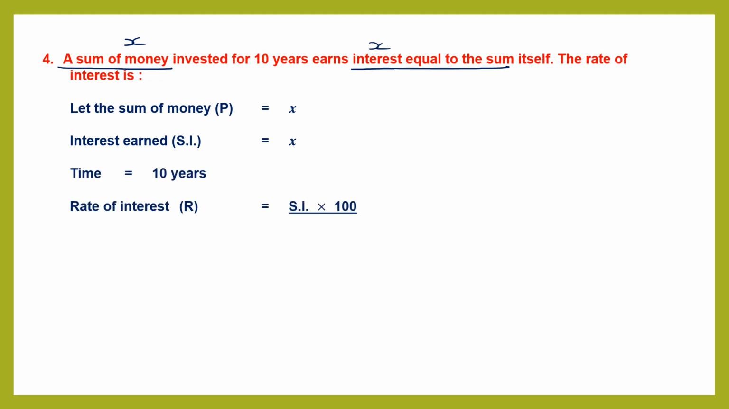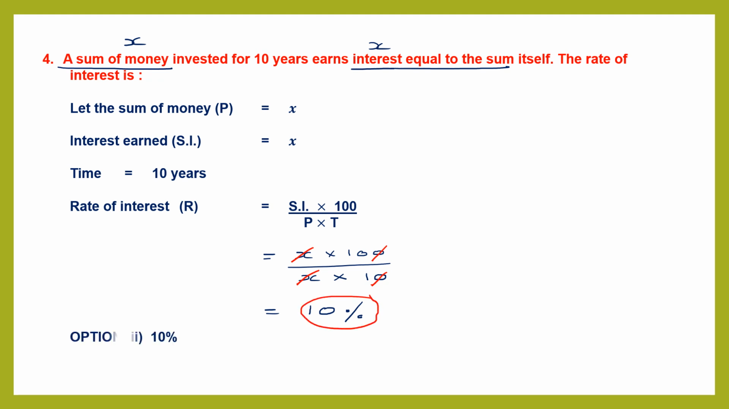Now to find the rate of interest, we say SI, that is simple interest, into 100 by P into T. So let's substitute here. SI is x into 100. And what is the principal? The principal is also x. And what is the time? The time is 10. Now let's cancel. We can cancel this x and this x. I can cancel 1 zero here and 1 zero here. So what do I have now? I just have 10. So the rate of interest is 10%. So this is our answer, and that is option 2, 10%.